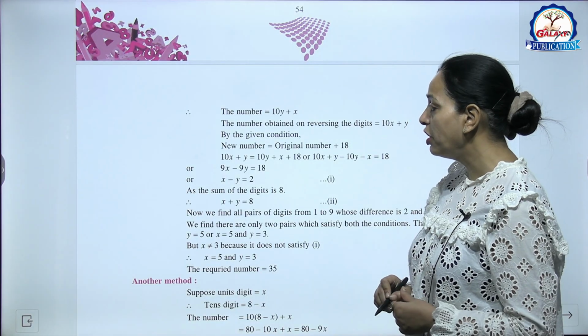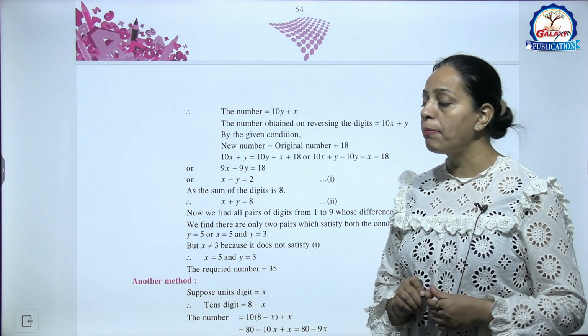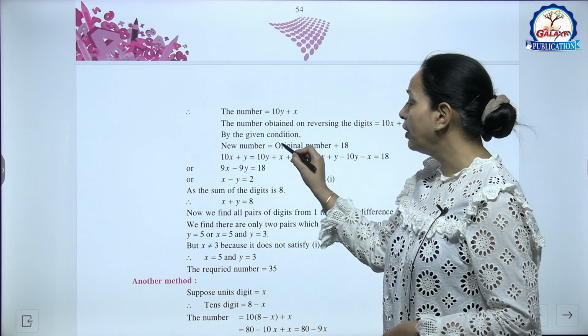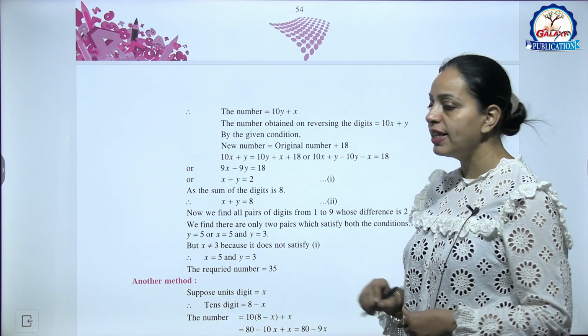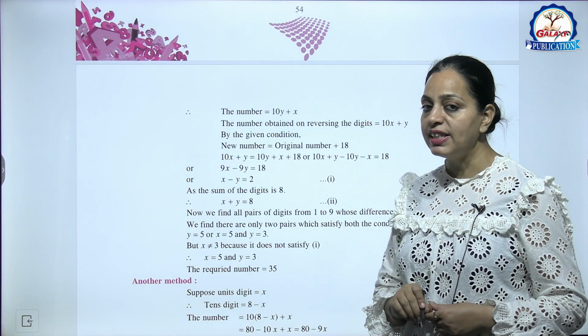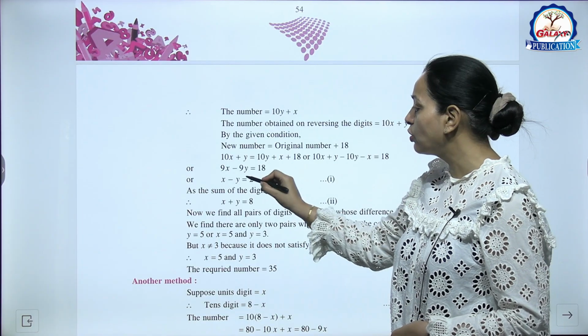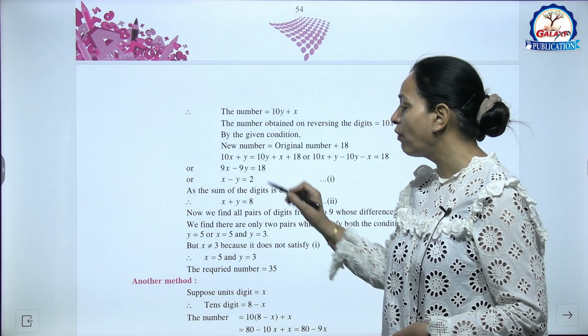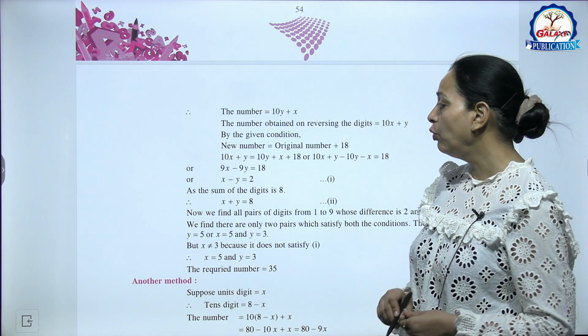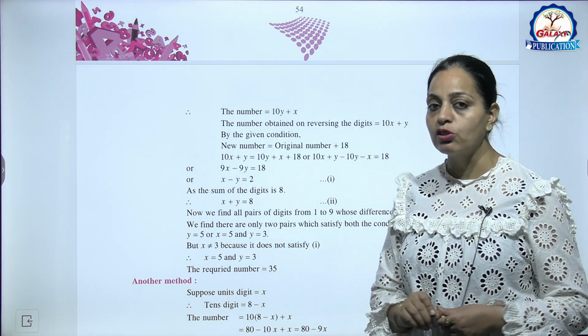Now according to the condition, the new number is bigger than the original number by 18. So new number equals original number plus 18. So 10x plus y equals 10y plus x plus 18. From here we get an equation in x and y. So x minus y equals 2, and we know the sum of the digits is 8, so x plus y equals 8.